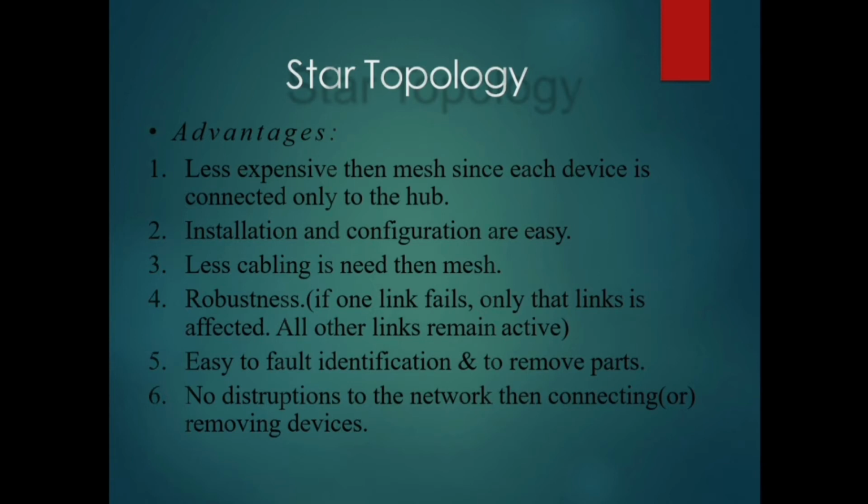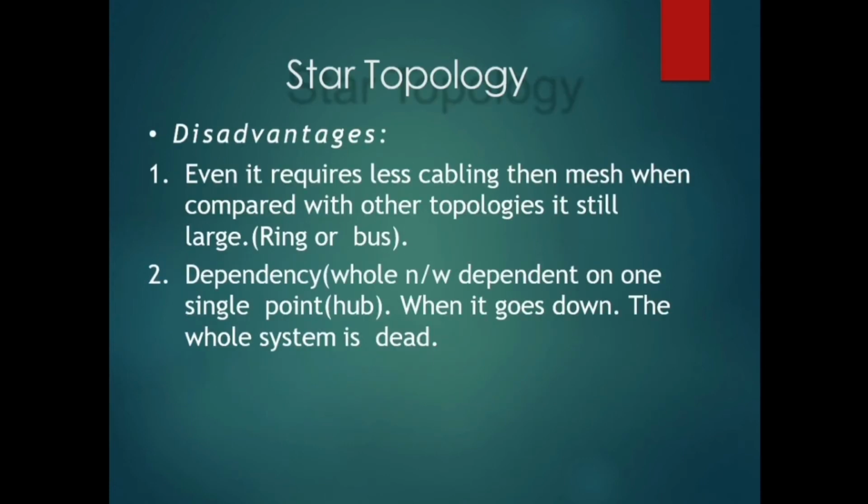Now we will look at the disadvantages of star topology. What do we have in disadvantages? Even though it requires less cabling than mesh, when compared with other topologies like ring or bus, star topology needs more cabling. Dependency: the whole network is dependent on one single point. Basically, in dependency we have issues in star topology.